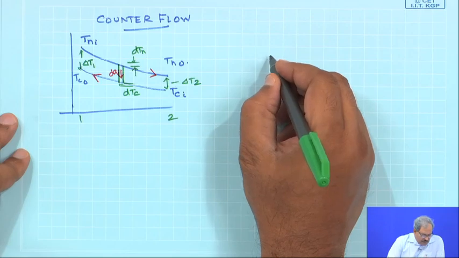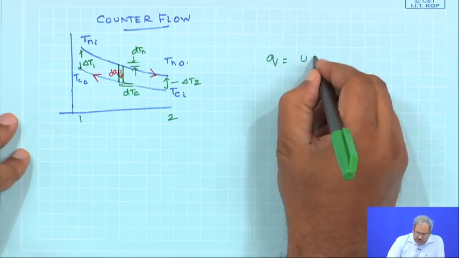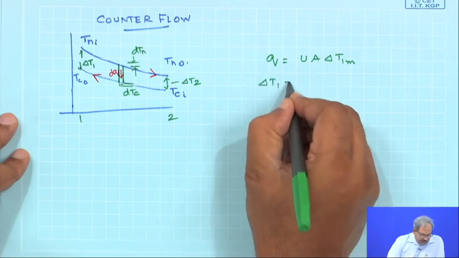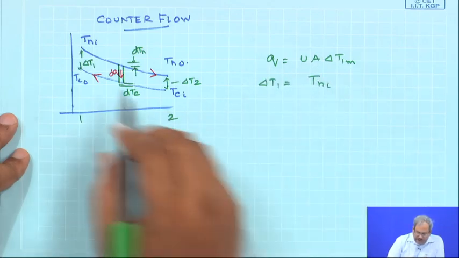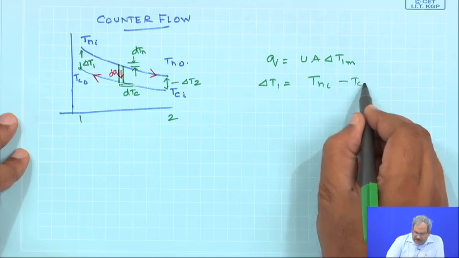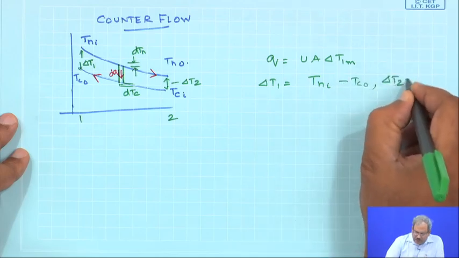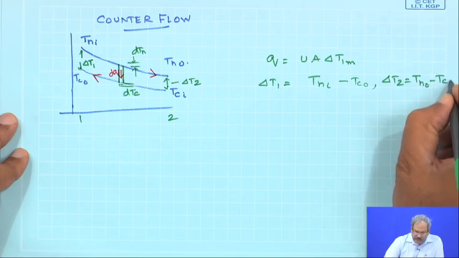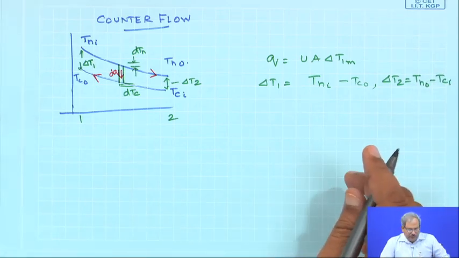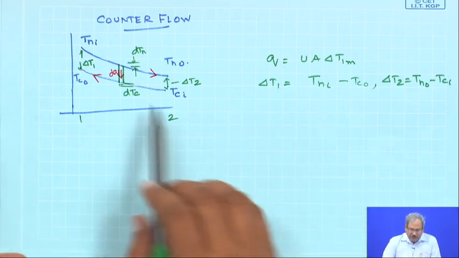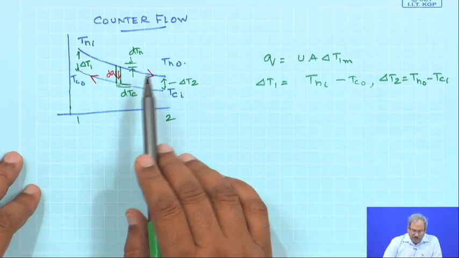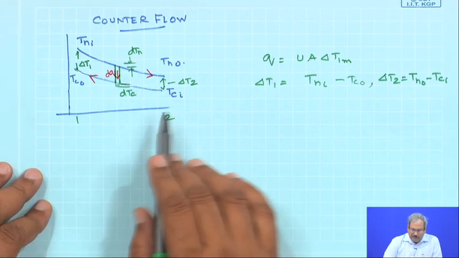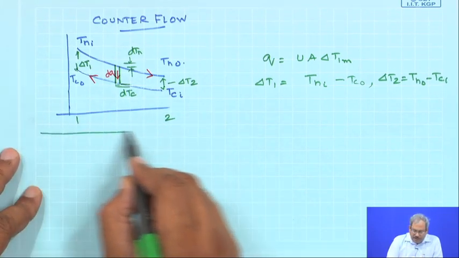Here also, as before, you can write that the total amount of heat transfer is simply going to be U A delta T L M. But in this case, delta T 1 is simply going to be T H I minus T C O, whereas delta T 2 would be T H O minus T C I. And as I told you before, the counterflow is going to be more efficient than the parallel flow when the temperatures and the flow rates are kept unchanged.